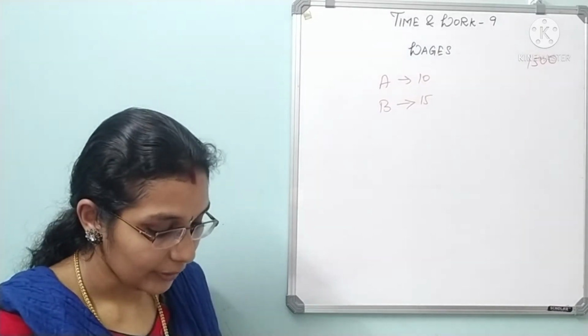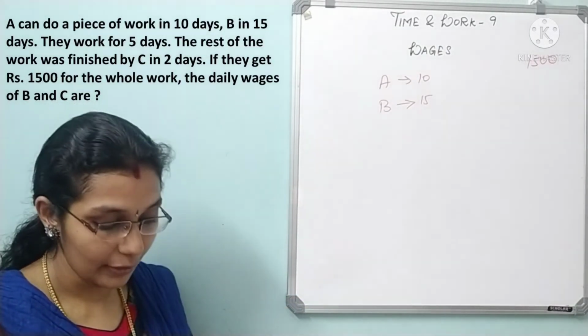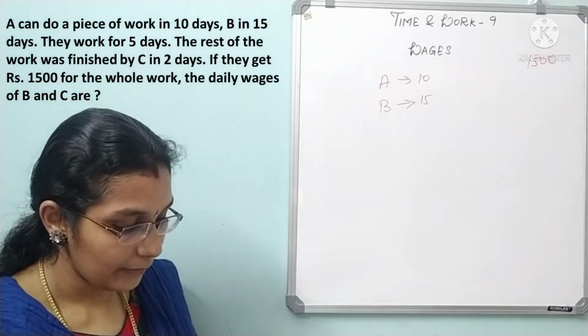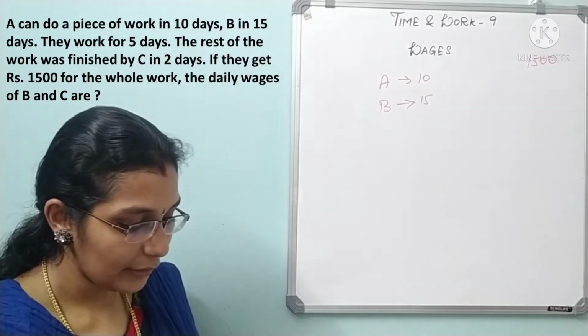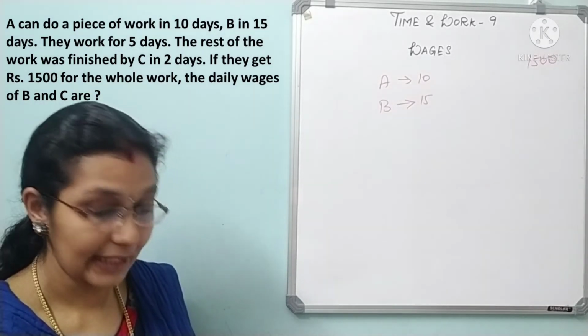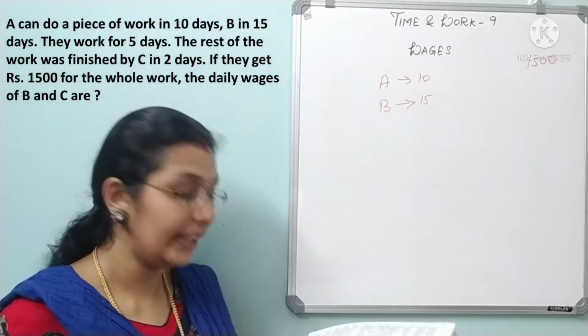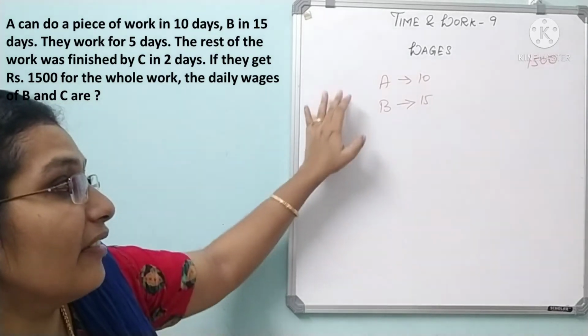The final question. Okay, A can do a piece of work in 10 days, B in 15 days. They work for 5 days. The rest of the work was finished by C in 2 days. If they get rupees 1500 for the whole work, the daily wages of B and C are? Listen to the question carefully. Here they are asking for daily wages. And they say they are working separately.